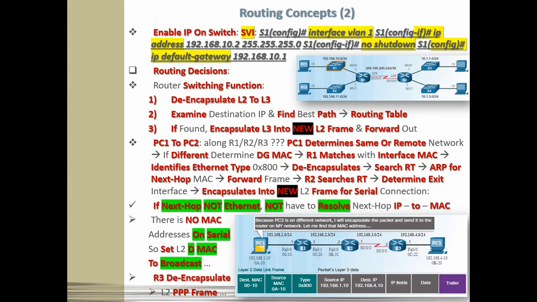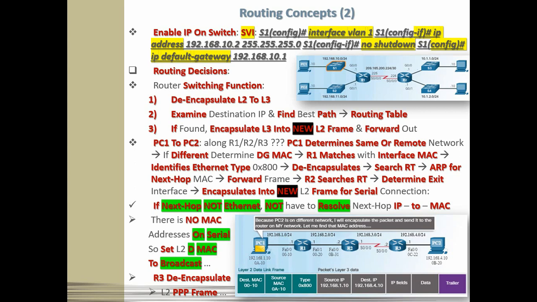That was not the case between PC1 and R1, or between R1 and R2, or between R3 and PC2. They were fast Ethernet connections, and Ethernet was running over these connections. Here we have PPP operating over serial connection between R2 and R3. And that has an implication here.